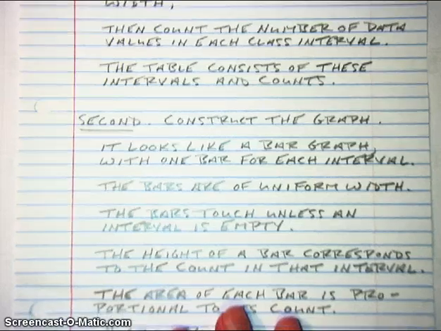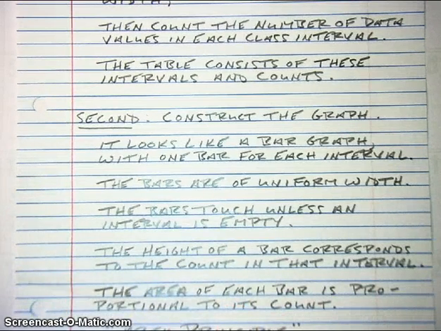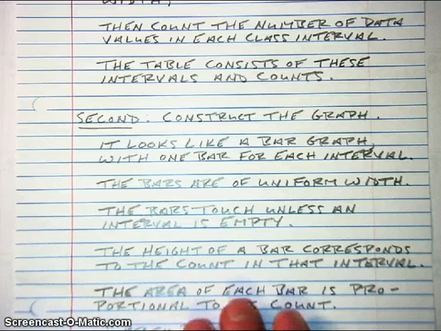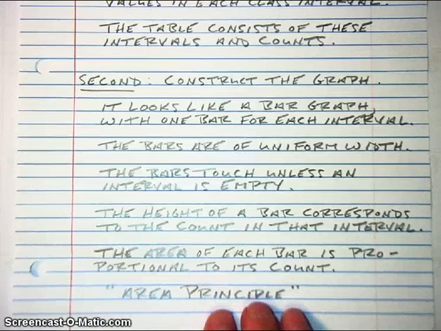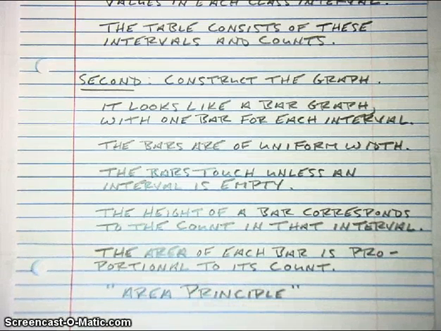Now the graph is going to look like a bar graph, and there will be one bar for each class interval. The bars are going to be of uniform width, and they're going to touch unless the interval is empty. This is one way you can tell a histogram apart from a bar graph. Bar graphs apply to categorical data, and in a bar graph, you have a bar for each category of your variable, and those bars are separated by a little bit of space. With a histogram, you're dealing with quantitative data, and you just put the bars right next to each other, unless there's an empty interval, in which case there won't be any bar at all.